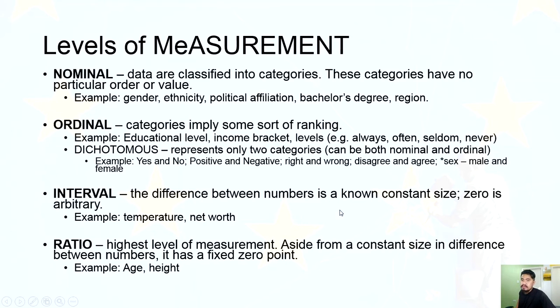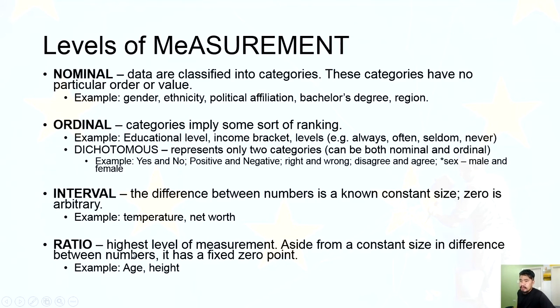The only difference will now come into the zero value. So, when we talk about interval, simply zero is arbitrary. So, pwede siyang lumagpas sa zero. So, for instance, your net worth, di ba? Kung madami kang utang, nagiging negative 70 yung pera mo, di ba? Or temperature, di ba? Either Celsius or Fahrenheit, nagne-negative yung temperature natin. So, that is considered to be interval.